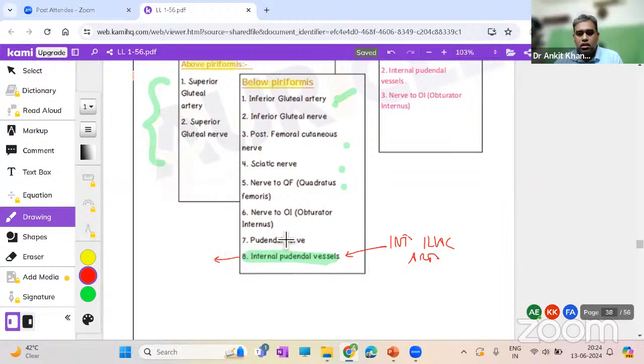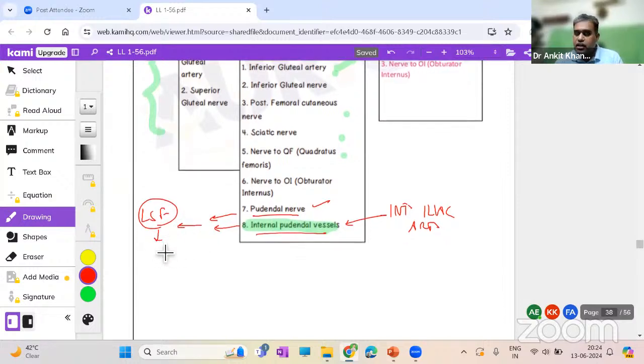Tell me. See this pudendal nerve and this internal pudendal vessel over here, they are not supplying the gluteal region, but they only pass through the greater sciatic foramen so that they can later pass through the lesser sciatic foramen, such that both structures can come into the region of the perineum. That is the whole point. So the nerve of the perineum is the pudendal nerve, the artery of the perineum is the internal pudendal artery, and the vein is the internal pudendal vein.